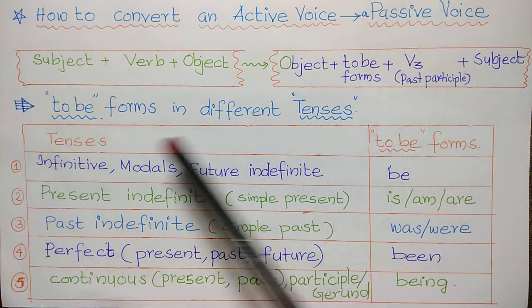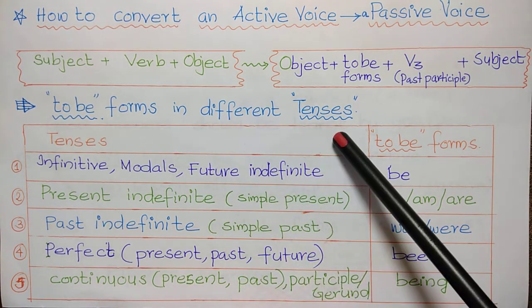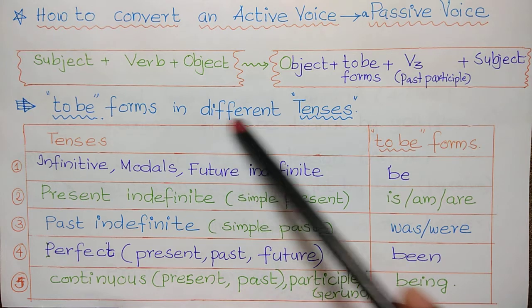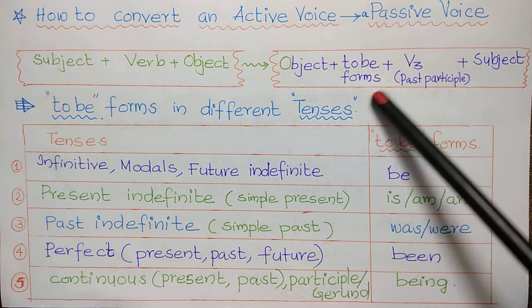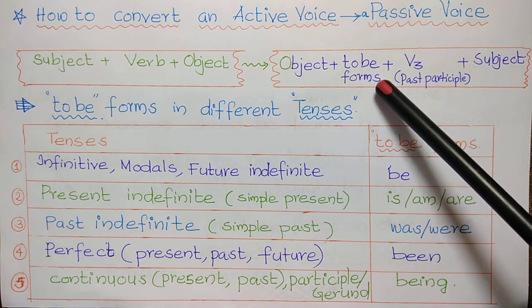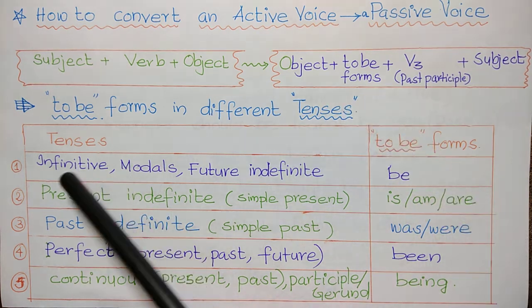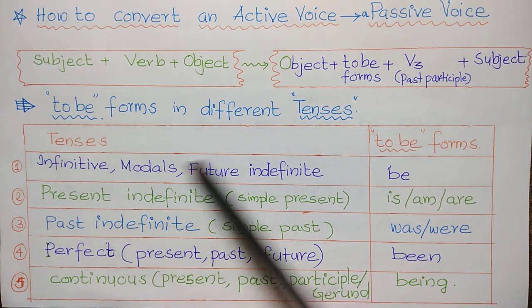Now let's see what are the to be forms in different tenses. In different tenses, these to be forms differ. Now let us see it. It is given in a table form.